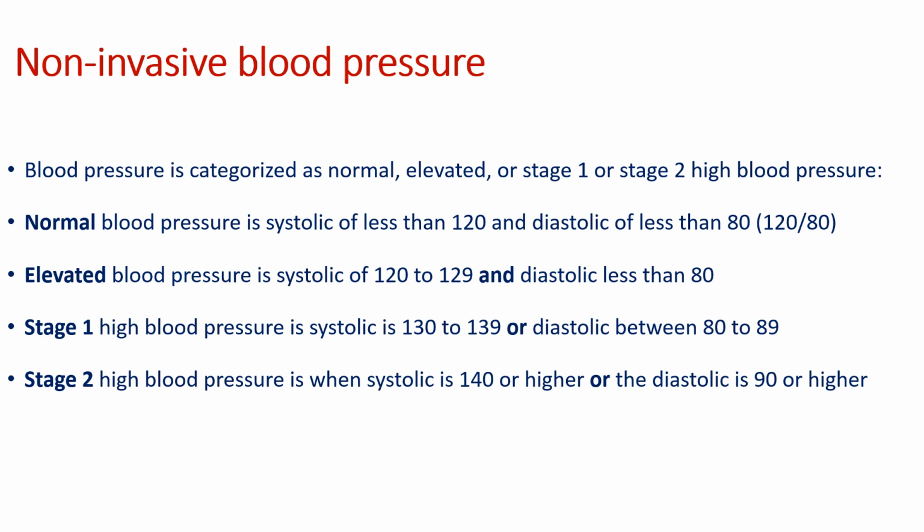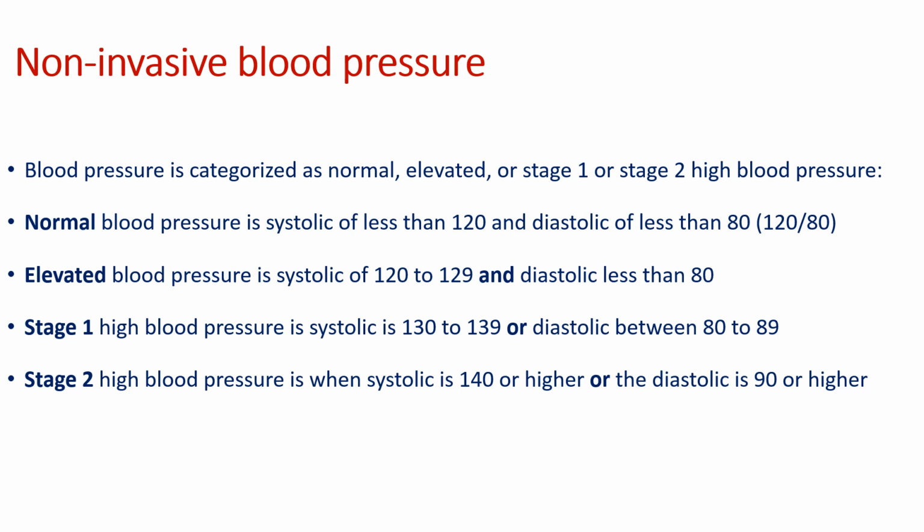Non-invasive blood pressure is categorized as normal, elevated, or stage 1 or stage 2 high blood pressure. Normal blood pressure is when the systolic blood pressure is less than or equal to 120 and the diastolic pressure less than 80. Elevated blood pressure is when the systolic blood pressure is between 120 to 129 and diastolic less than 80.